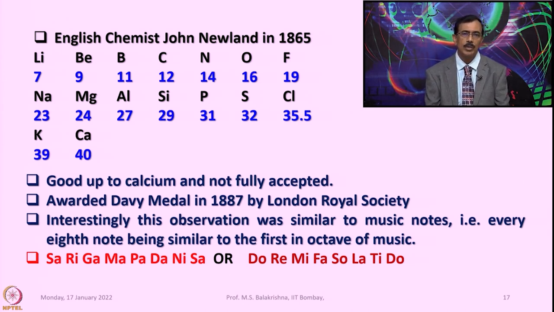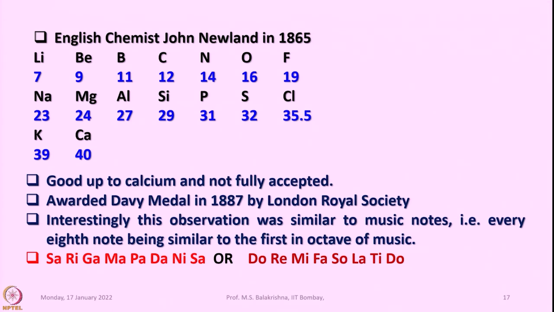For example, if you look into Indian classical music, we have Sa, Re, Ga, Ma, Pa, Da, Ni, Sa, it repeats, and in the same way, in Western classical music also, we come across Do, Re, Mi, Fa, Sol, La, Ti, Do, like that. So on the same basis, John Newland proposed the law of octaves.